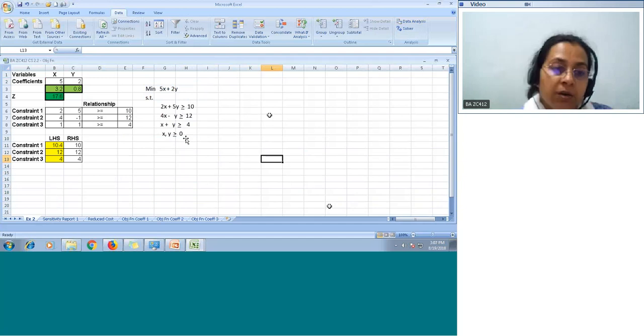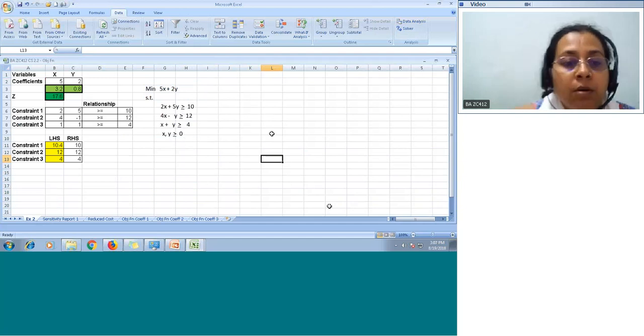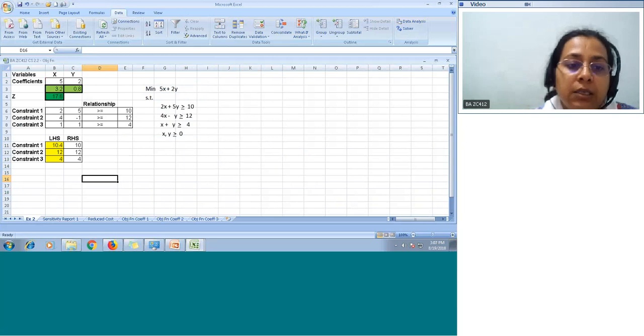Okay, we'll continue. So this is the old example, and again the same thing. The objective function value is 17.6 and the x value is 3.2 and the y value is 0.8. Okay.